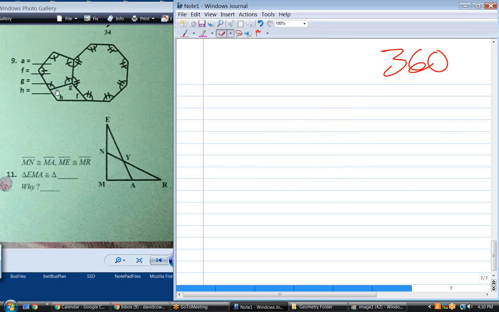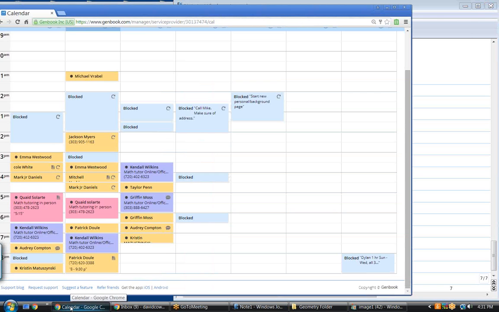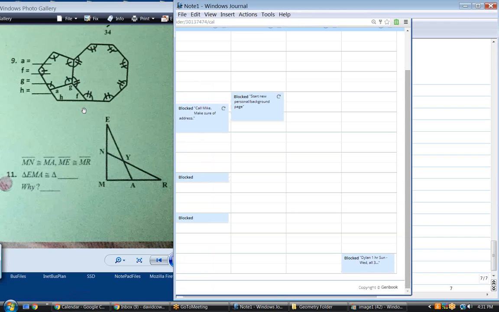Now we have A, F, and G. How can we get H? So you can take those three numbers, add them together, and subtract it from 360. Perfect. Okay, so that would be, let me see. And that is 126. Okay, I didn't check your math, but the important part is you understand how to do it. And it looks like you did.